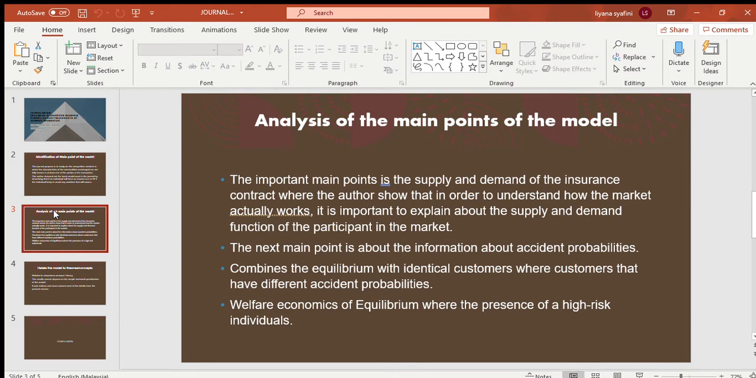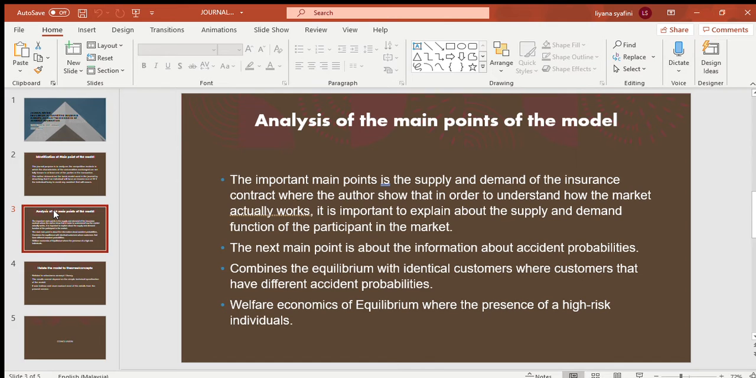The important main point is the supply and demand of the insurance contract, where the author showed that in order to understand how the market actually works, it is important to explain the supply and demand function of the participants in a market. When we talk about insurance, there are only two kinds of players in this market, which is individuals who demand to buy the insurance from the company that is selling it. We can see demand of individuals is different when it comes to buying an insurance contract, as they can alter their pattern of income depending on various types of factors.